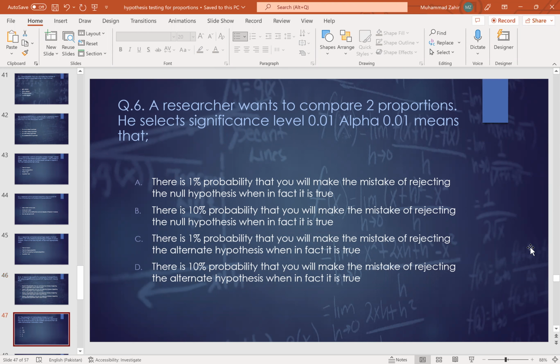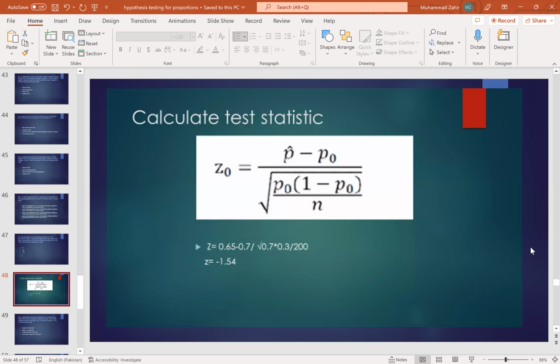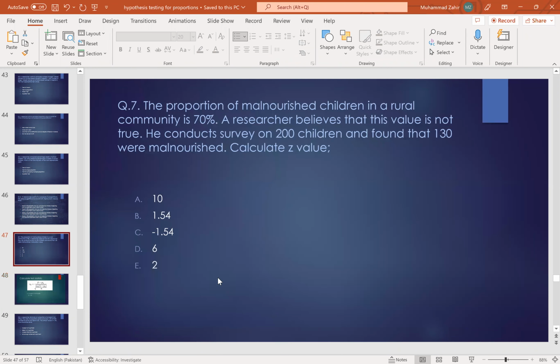The proportion of malnourished children in a rural community is 70%. A researcher believes that this value is not true. He conducted a survey on 200 children and found that 130 were malnourished. Calculate Z value. So this is numerical. I have a solution. To calculate test statistics, we will put this formula of Z test, and by putting the values in it, we will calculate it. It is minus 1.54. So C will be the correct answer.